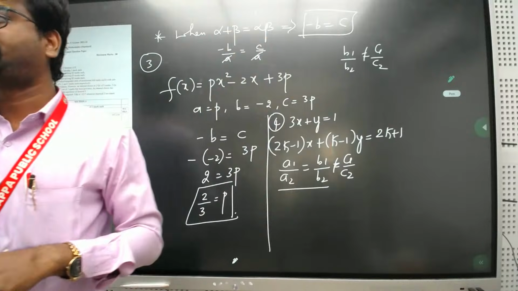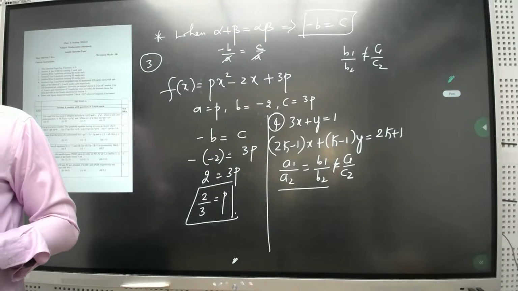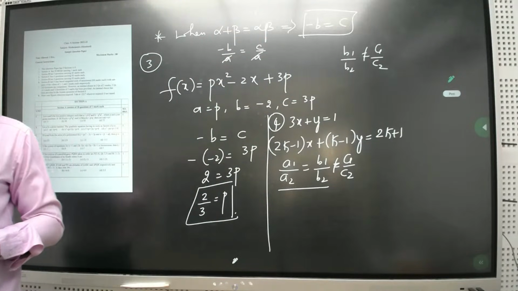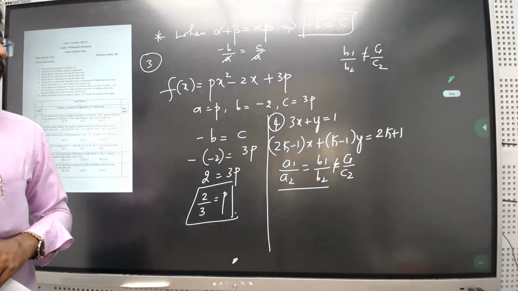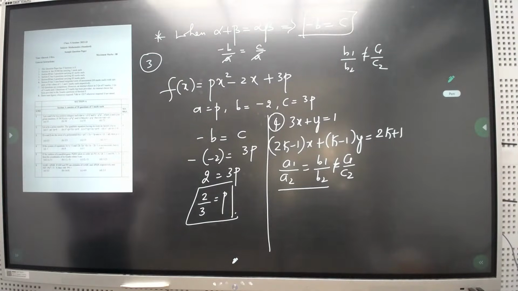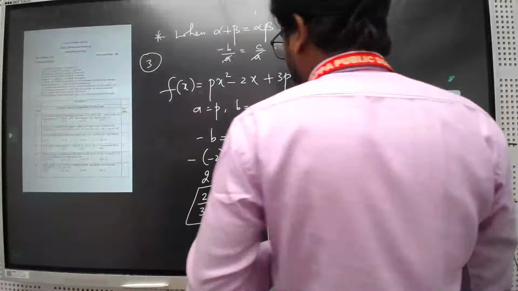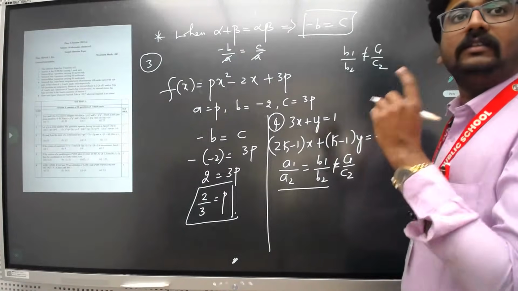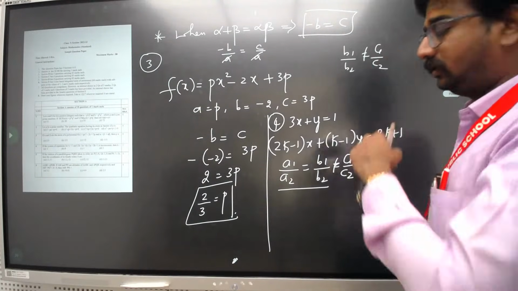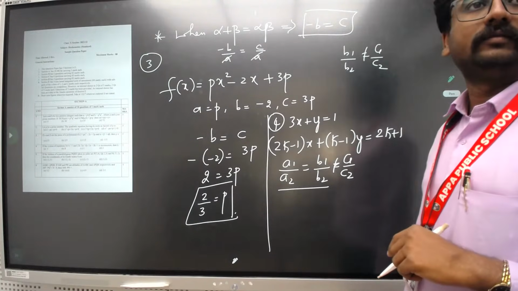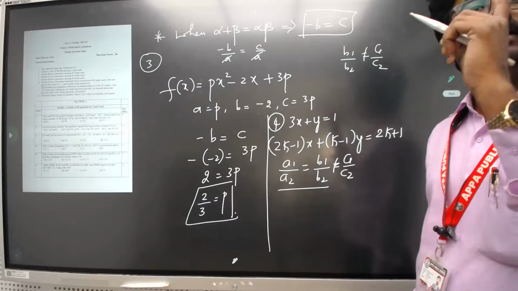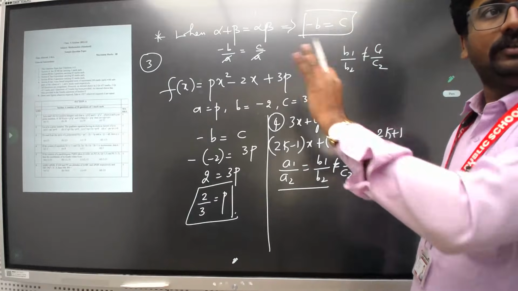Please check that. Minus 2. Minus 2, no. Check properly. Minus 1, I guess. So when you take A1 by A2 is equal to B1 by B2, minus that minus 2 only. Okay. Then minus 2 should not be there. If it is minus 2, it will become consistent or dependent. Okay, that you have to check and get the answer.